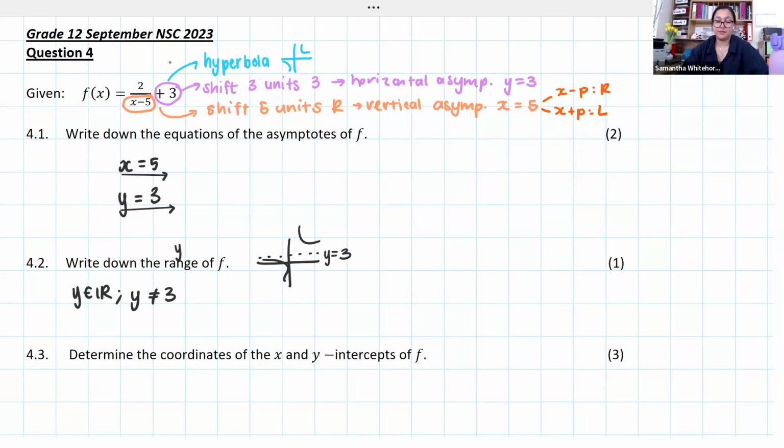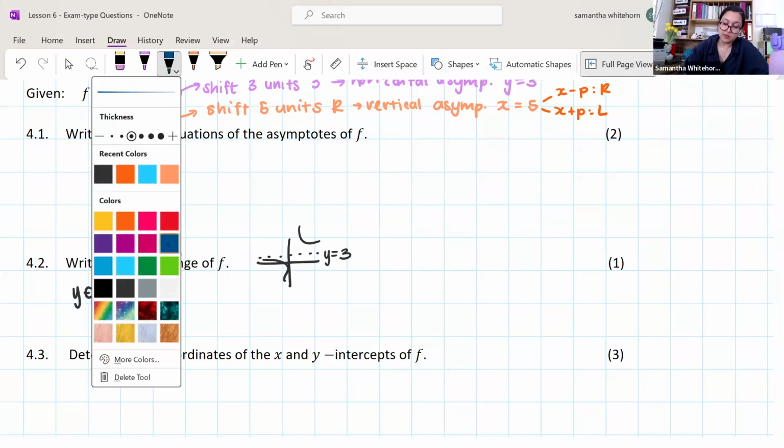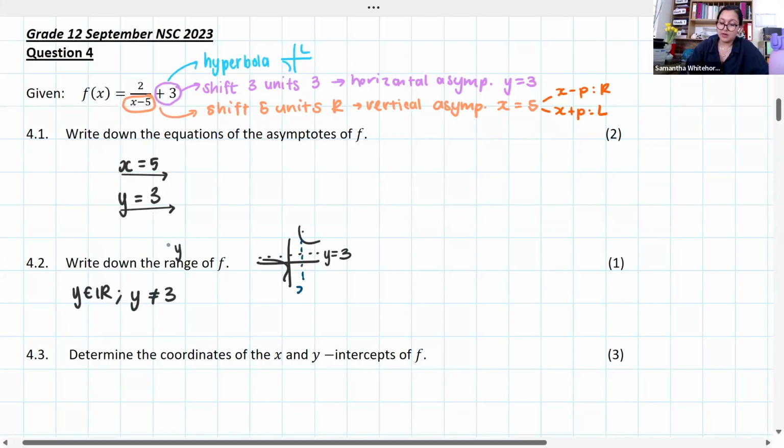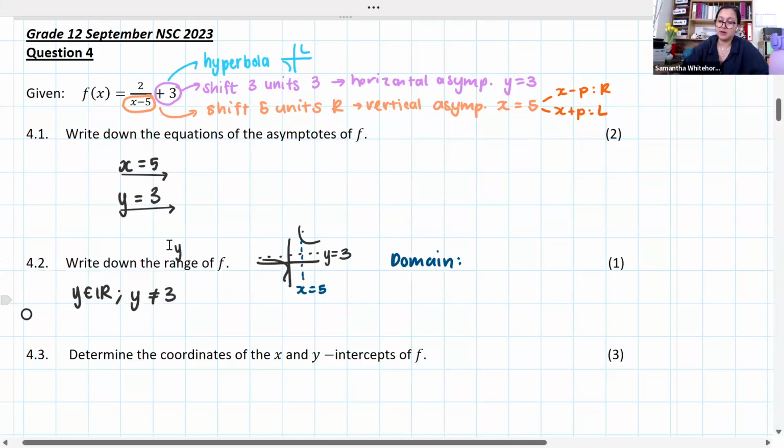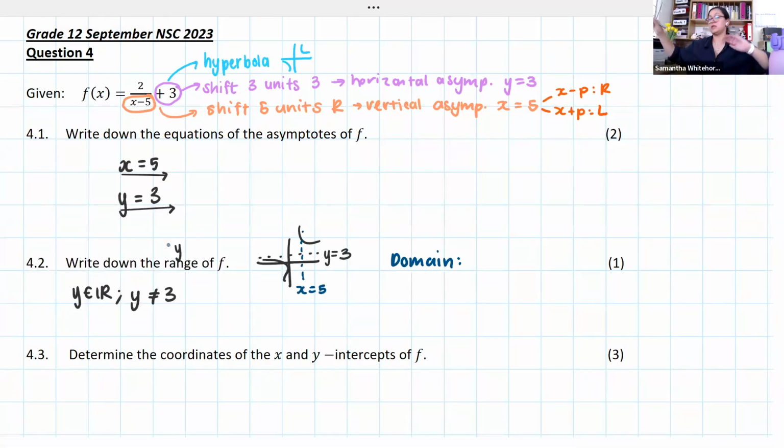That is it. When it comes to your domain, it's the same thing. So for the domain, we now know that we have an asymptote at x equals 5. Obviously, they haven't asked you for the domain here, but I'm just going to put it out there because it is basically the same thing. It will stretch all the way to the left, all the way to the right, but will not cut your asymptote. So x is an element of R, but x is not equal to 5.